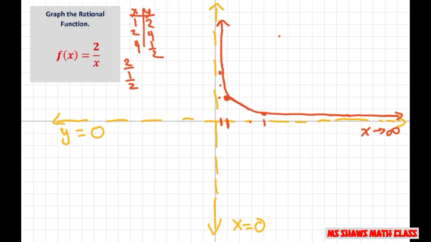Now let's see what's going on on the other side. If you plug in -1, you get -2. And the same thing's going to happen. This is going to go to -4. And if you go to -4, it goes to -1/2. So these are your two branches like that.